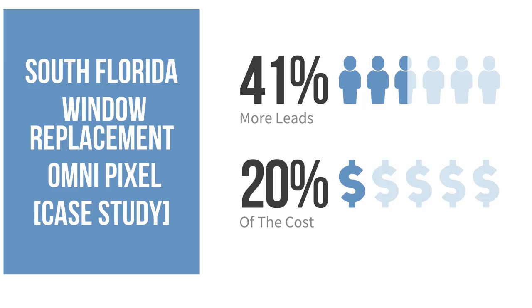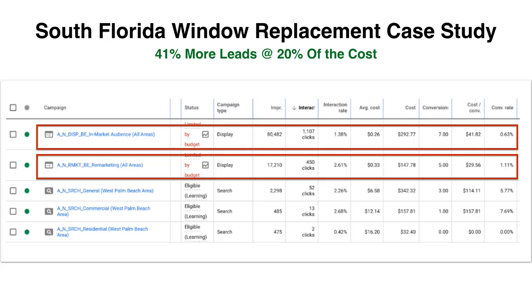A South Florida window replacement company just used the OmniPixel system that we're sharing with you today to get some absolutely stellar results, and I wanted to share this with you. 41% more leads every month, and they're getting them at 20% of the cost. That's hot, right? Again, how many of you would like to be able to replicate these types of results in your business? Yeah, of course you would. Yeah, Don, yeah, Jan, of course.